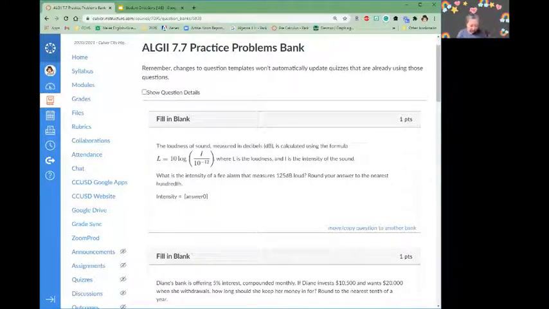Okay, let's take a look at the first practice problem in 7.7. The loudness of sound measured in decibels is calculated using the formula L equals 10 log. I don't see any particular base of the log, so we assume that's the common log, an invisible 10.